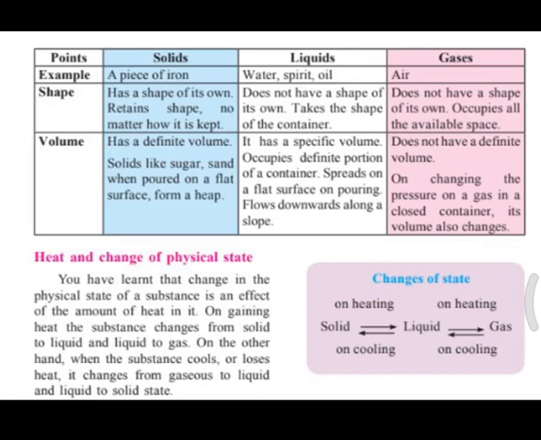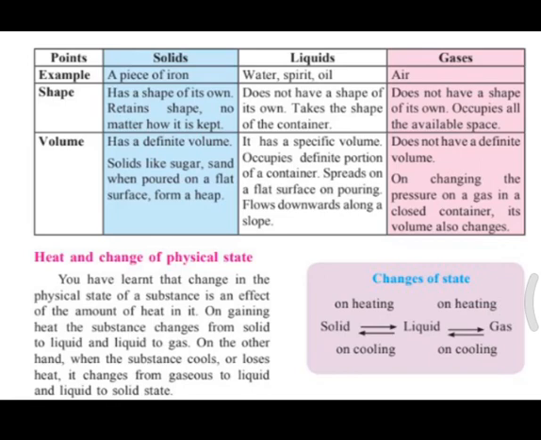Okay, children? Means a piece of iron has a shape of its own, right? And it retains the shape. Next is volume. It has a definite volume. Solids like sugar and sand, when poured on a flat surface, form a heap. Right, children?